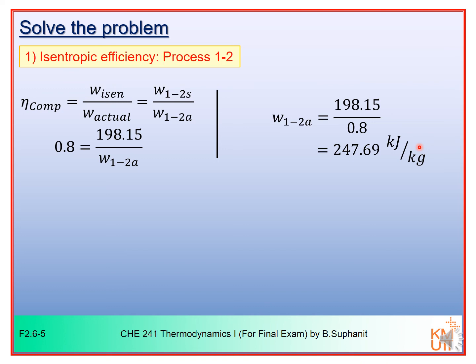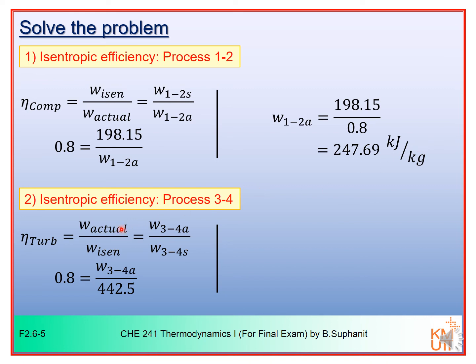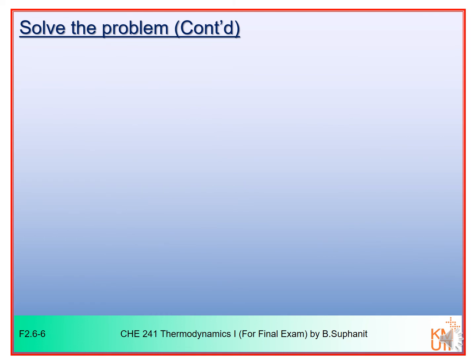Similarly, we can calculate the actual turbine work, or W34A, from the isentropic efficiency of turbine, which is the ratio between the actual work and the isentropic work. And we get W34A at 376.12 kJ per kilogram. After having determined W12A and W34A, we can apply mass and energy balances in process 1-2A and 3-4A to determine the actual compressor exit and the actual turbine exit temperatures, or T2A and T4A respectively.